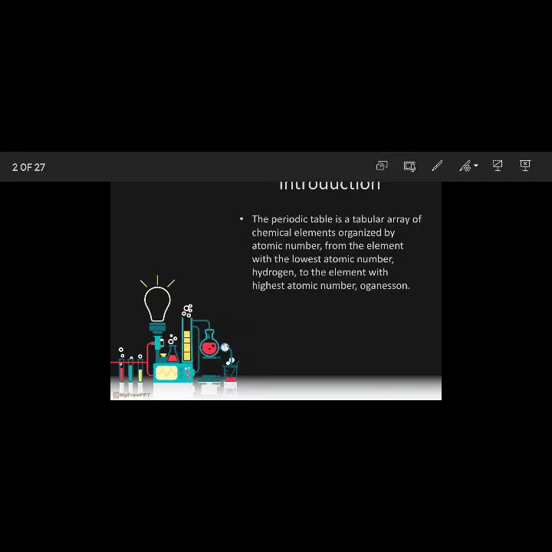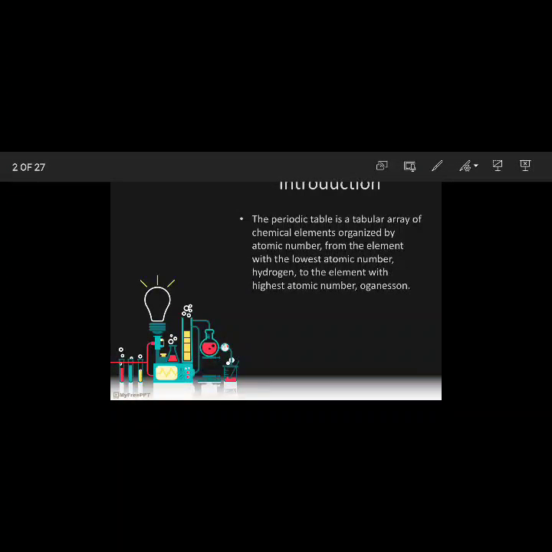In 1669, German merchant and amateur alchemist Brand attempted to create a philosopher's stone, an object that supposedly could turn metals into pure gold. He heated residues from boiled urine and a liquid dropped out and burst into flames. This was the discovery of phosphorus.